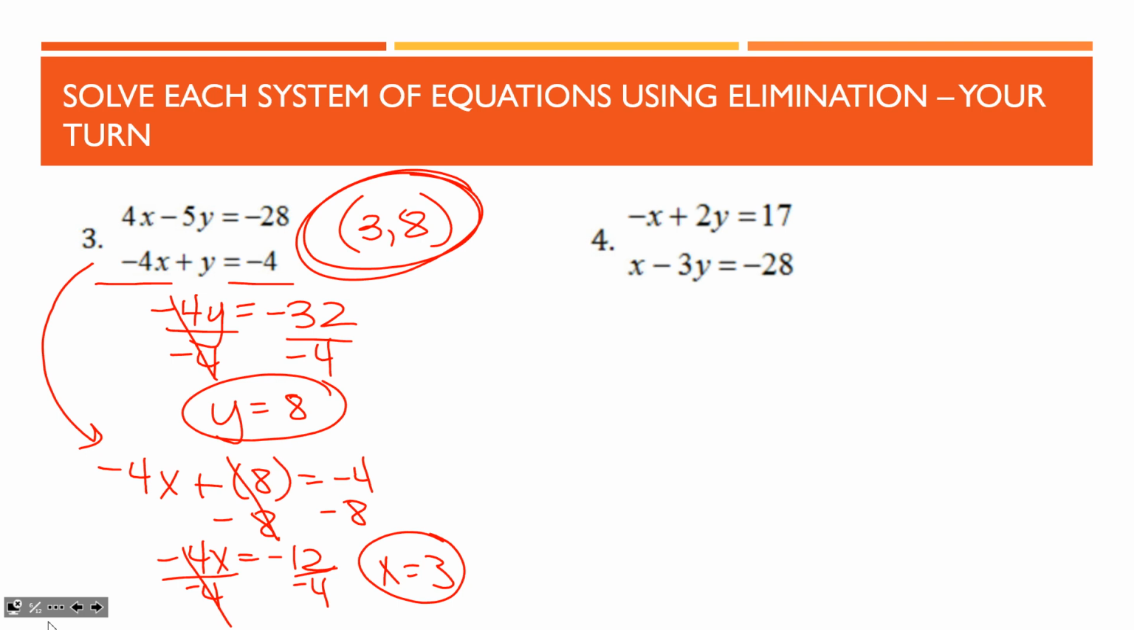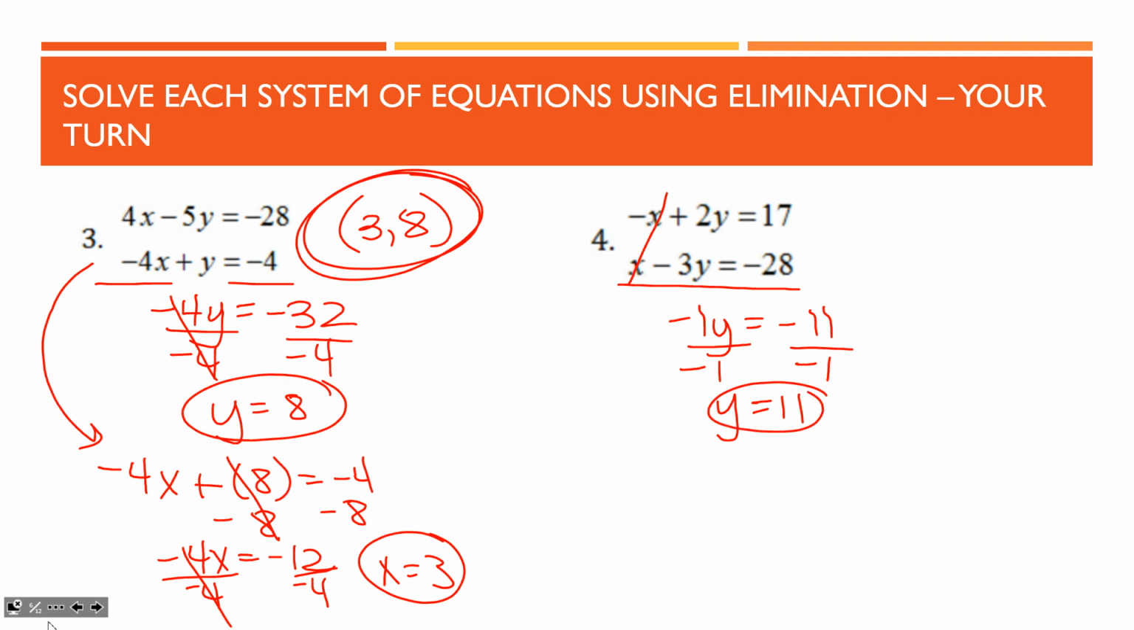Okay, jumping over to number 4. I hopefully can recognize that when I add these two equations, the x's are going to cancel. When I add the y's, I get negative 1y. And then I have an equal sign, and I add the coefficients, and I get negative 11. So then when I solve for y, I divide both sides by negative 1. I get y is equal to positive 11.